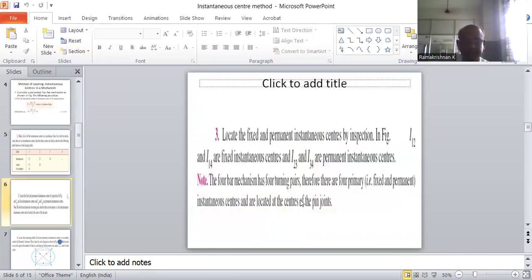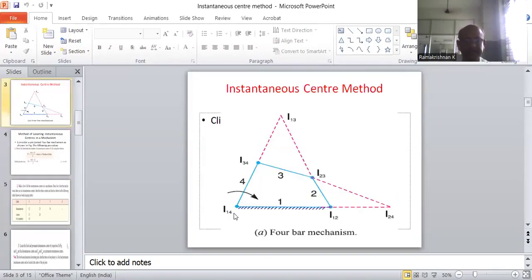Next, the first 2 types of instantaneous centers, that is fixed and permanent instantaneous centers. From this diagram, we can easily locate I14, I12, and I34, I23. On locating these 4 centers, you put a tick mark on the bookkeeping table.